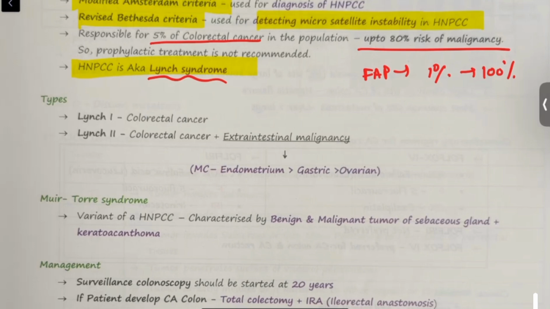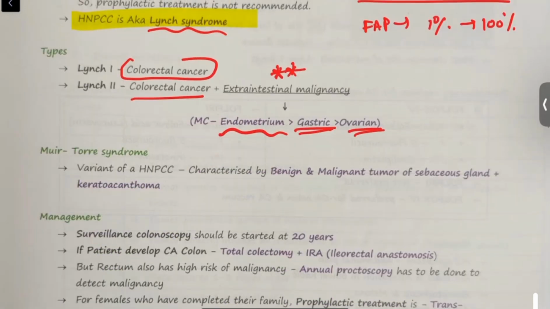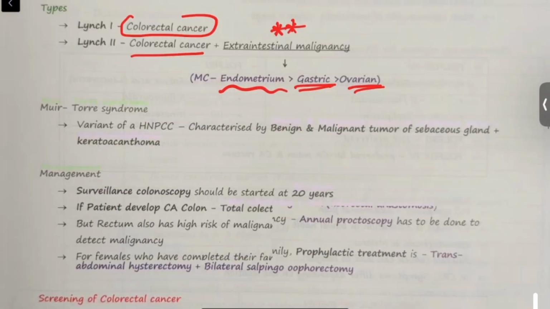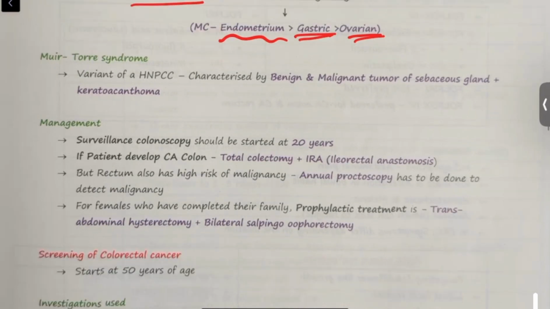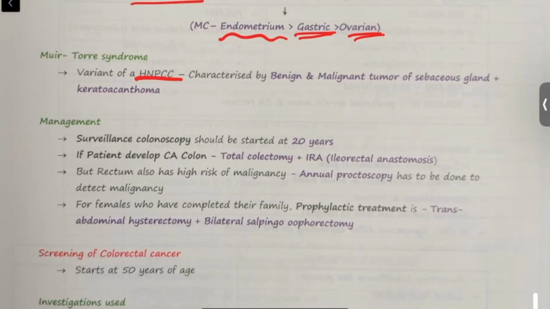Lynch 1 means it causes only colorectal cancer. Lynch 2 means colorectal cancer along with some extra-intestinal malignancy, like endometrial malignancy along with colorectal cancer, or gastric malignancy and colorectal cancer, or ovarian malignancy and colorectal cancer, that is Lynch 2. Okay, there is one more syndrome that is associated with HNPCC other than Turcotte, that is Muir-Torre syndrome.